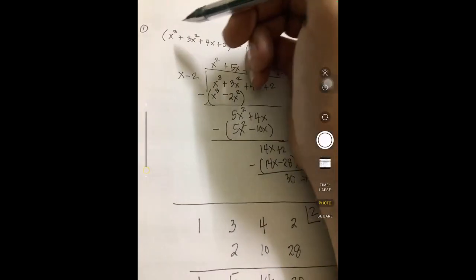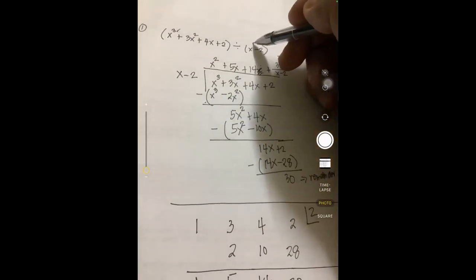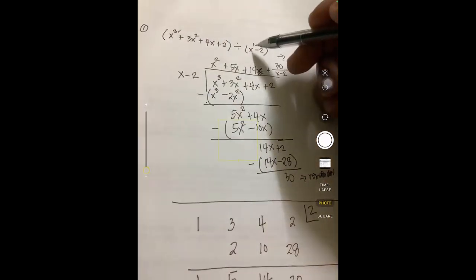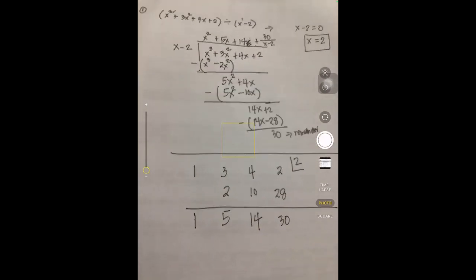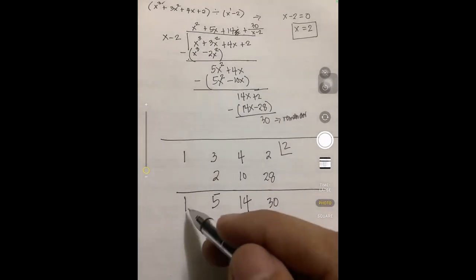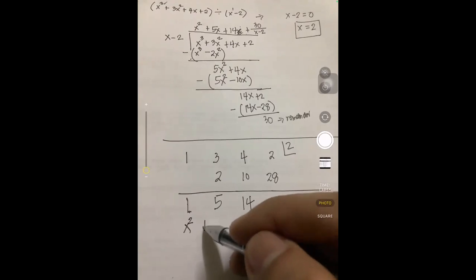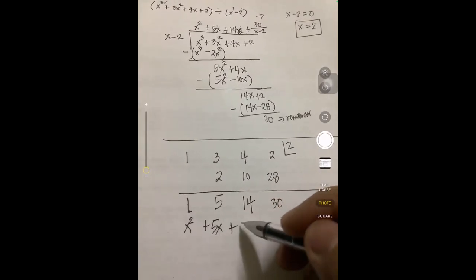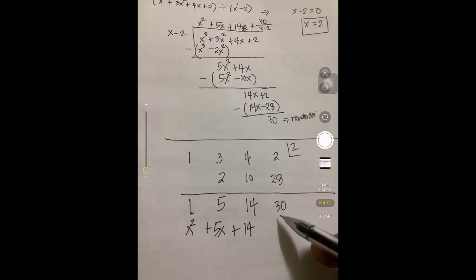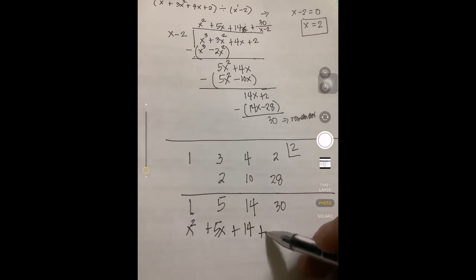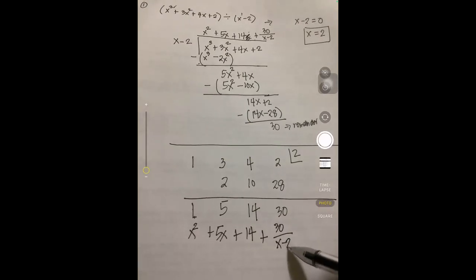Now, since the largest exponent of our dividend is 3, and that of my divisor is 1, we subtract 3 minus 1. Therefore, the largest exponent of our answer should be 2. That means this will be the coefficient of x squared. So 1x squared or simply x squared, plus 5x plus 14. Remember that the last number gives us the remainder. Since it is 30, that becomes 30. Then we copy our divisor, which is x minus 2.